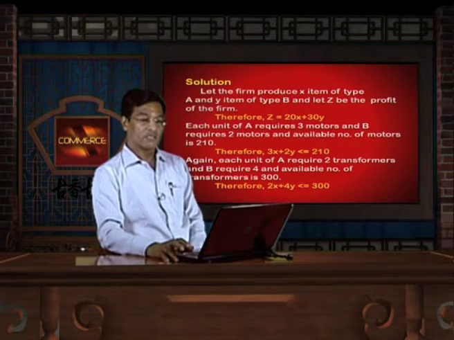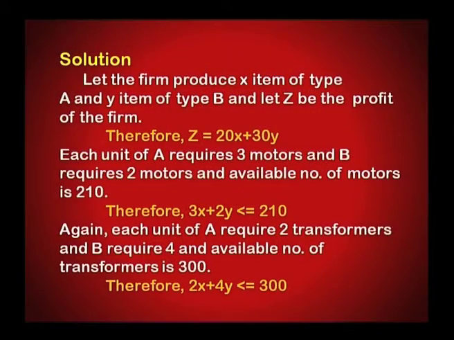Let us suppose the company produces x items of type A and y items of type B, and let Z be the profit of the firm. Therefore, the total profit Z equals 20x plus 30y. Now, each unit of A requires 3 motors and B requires 2 motors. The available number of motors is 210 only. Therefore, the constraint becomes 3x plus 2y less than or equal to 210.